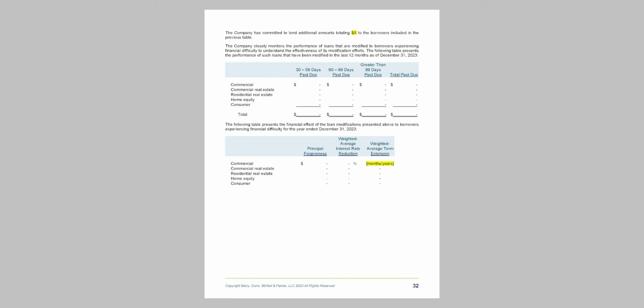So a few other things I'll point out, all specific to these new loan mod requirements. You must disclose the past due status of those loan modifications, as well as the financial effect of the loan modifications for the year in the modification. So that's this last table here where we're showing the dollar amount of the principal forgiveness, the percentage reduction in interest rate, and then the change in term extension. Those last 2, your percentage reduction and your change in the term extension, are going to be on a weighted average basis when disclosed.